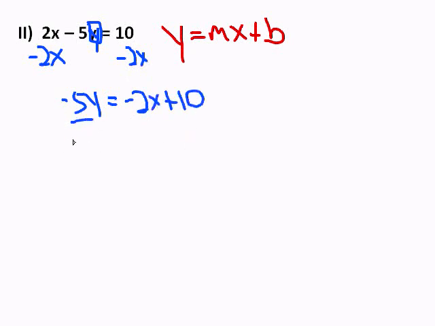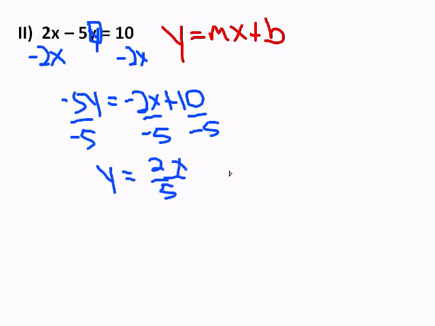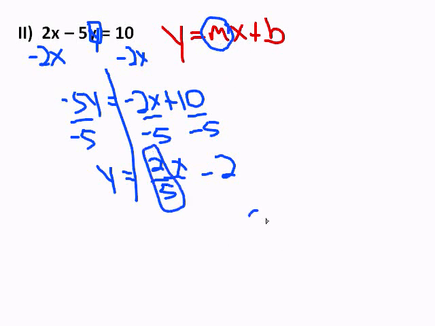Still need to get the y by itself, so I divide all of my terms by negative 5, giving me y is equal to positive 2x over 5, plus 10 over negative 5, which is a negative 2. Note that when I divided by negative 5, I had to divide all of the terms, or all the things on both sides of the equal sign, by negative 5. The slope is always represented by the letter m, which is next to the x. So our slope happens to be 2/5 in this example.